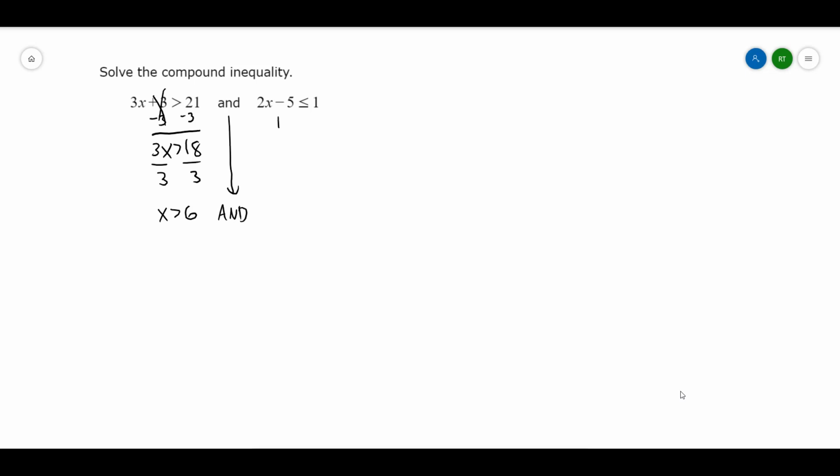It's an AND. Here I'll add 5 to both sides. Bring down 2x less than or equal to 6. Last step, divide both sides by 2. And I get x is less than or equal to 3. So I'm going to graph this one in red, and I'll graph the other one in blue, so we can see the solutions for each problem.